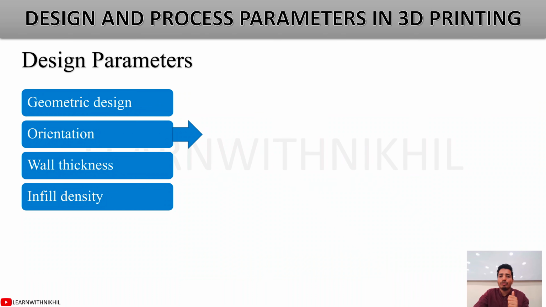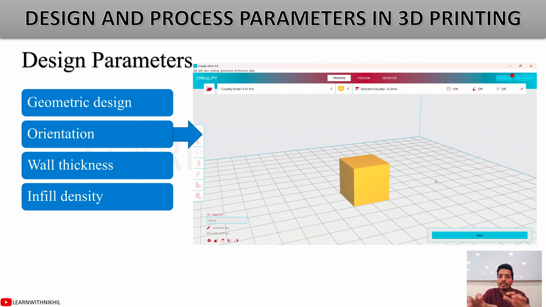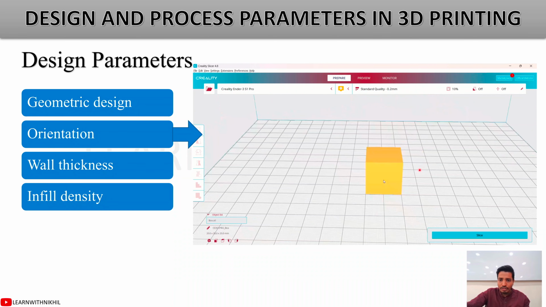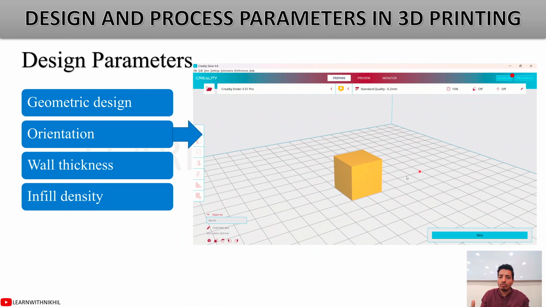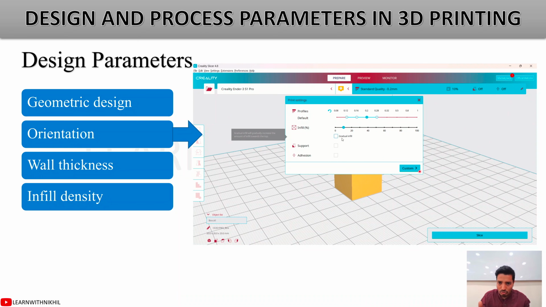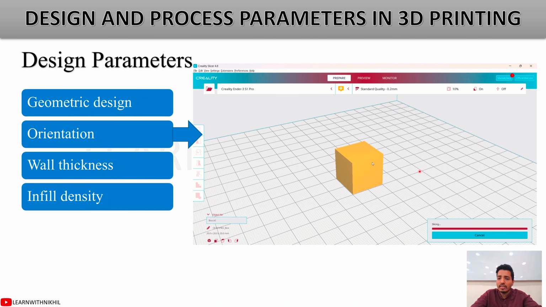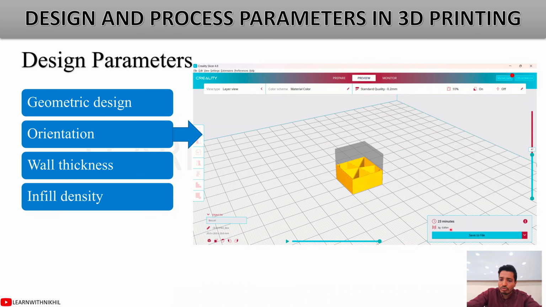Next is the orientation. Orientation is nothing but the position of the object. Here you can see I've considered a cube. If I have to print this cube and slice it in the slicer software, for this cube there is no requirement of support. Even if I click on supports and slice this object, the time required will be 23 minutes. The filament used is also shown. So this is how the object will be printed.